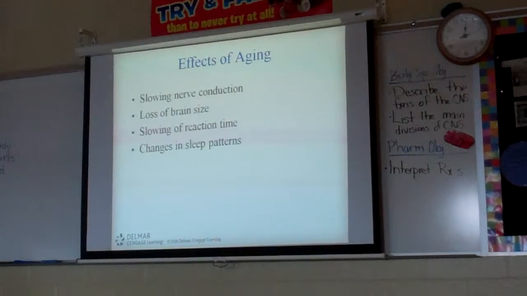What is an impulse? Or a synapse? Wait, they're the same thing? An impulse and a synapse, yes. How can it get slowed down? Myelin sheath, very good. That's one way.